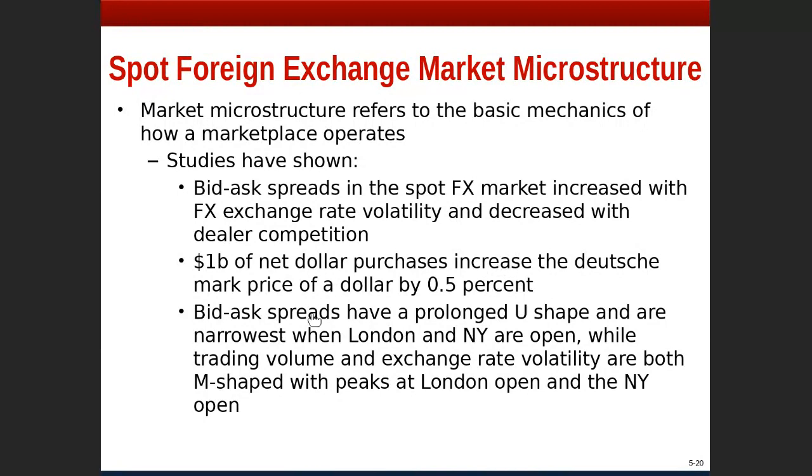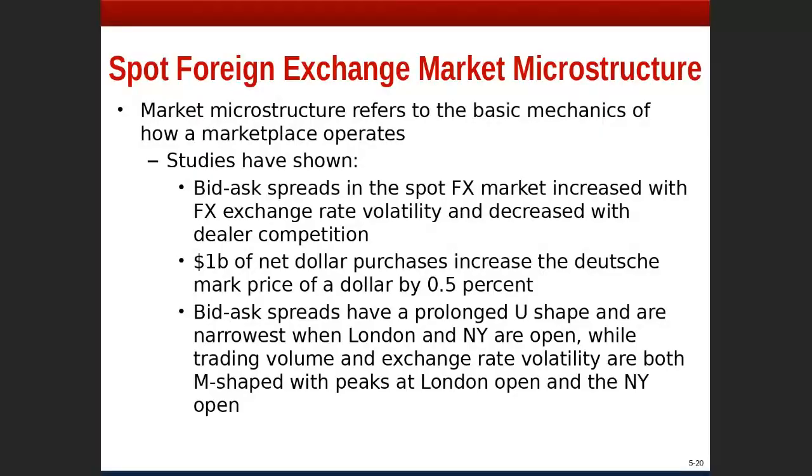Studies also showed that the bid-ask spreads have a prolonged U shape and are narrowest when London and New York are open, while trading volume and exchange rate volatility are both M-shaped with peaks at the London and the New York open.